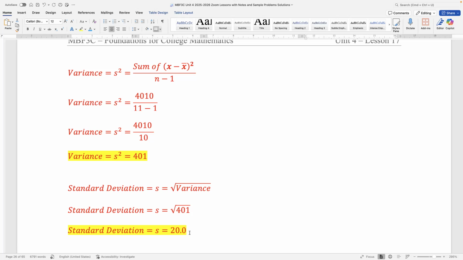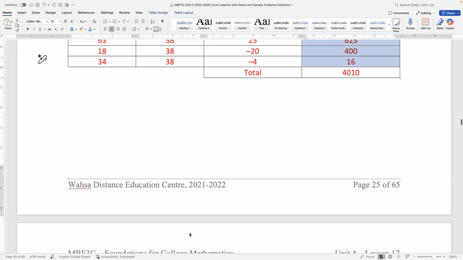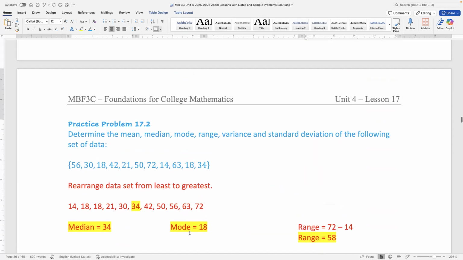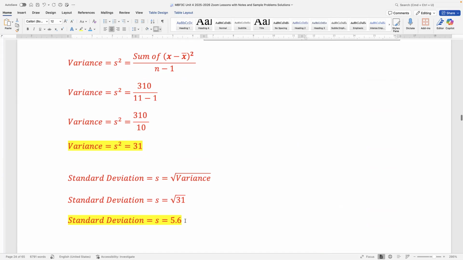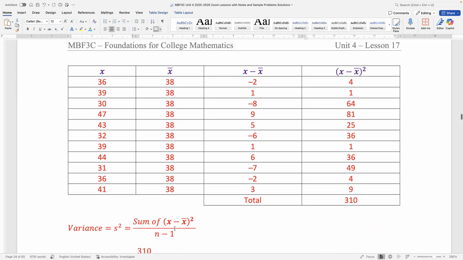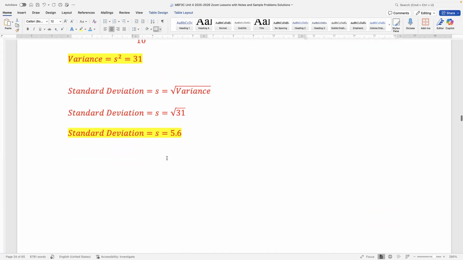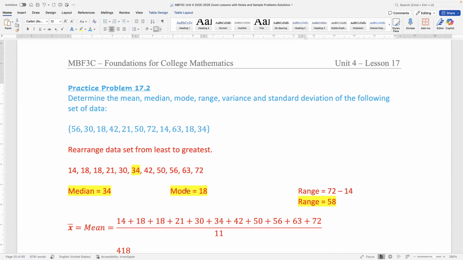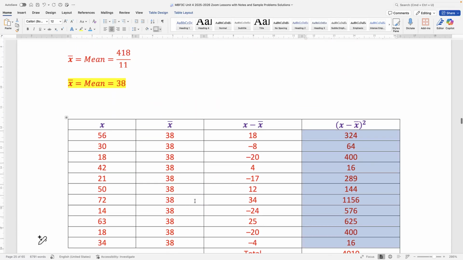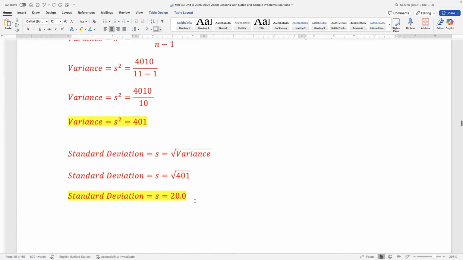In this one, the standard deviation was fairly large. In the example we did before this, the standard deviation was 5.6, which was much smaller. We had the same mean. So what that told us was that the earlier data is not spread out very much, and this data is spread out more. We looked at that yesterday.